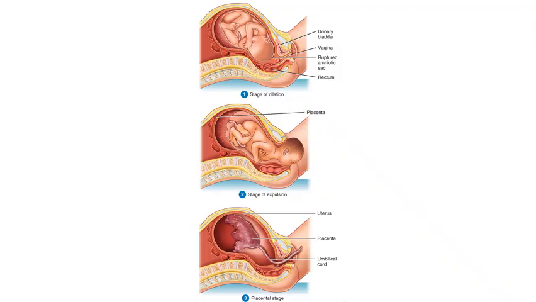Now, in false labor, pain is felt in the abdomen at irregular intervals, but it does not intensify, and walking does not alter it significantly. There's no show and no cervical dilation. And true labor, once it gets there, is divided into three stages.